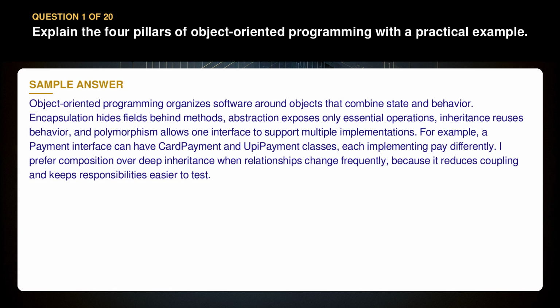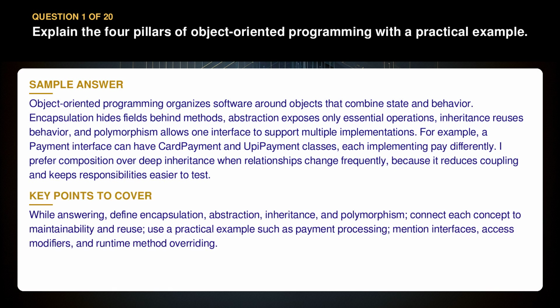I prefer composition over deep inheritance when relationships change frequently, because it reduces coupling and keeps responsibilities easier to test. While answering, define encapsulation, abstraction, inheritance, and polymorphism. Connect each concept to maintainability and reuse. Use a practical example such as payment processing, mention interfaces, access modifiers, and runtime method overriding.